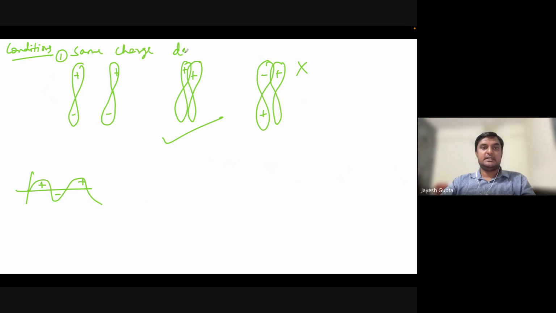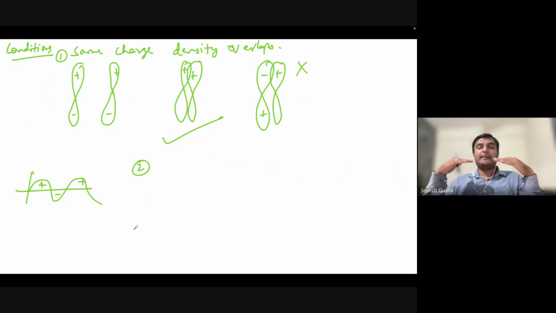Same charge density overlaps. Okay, same charge density should be overlapping. The second important point for bonding is that there has to be proper orientation or proper alignment of orbitals. It means they cannot be misaligned because overlapping has to take place.